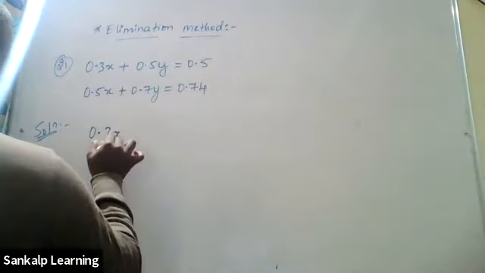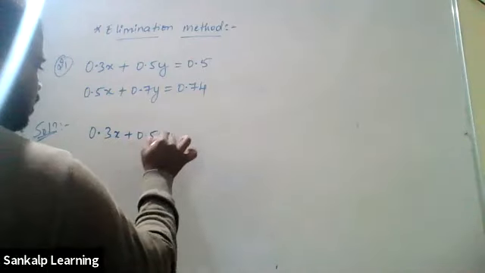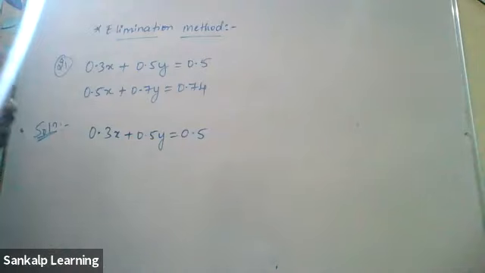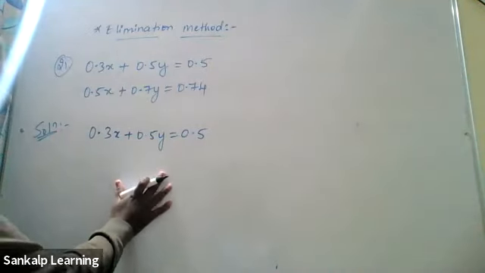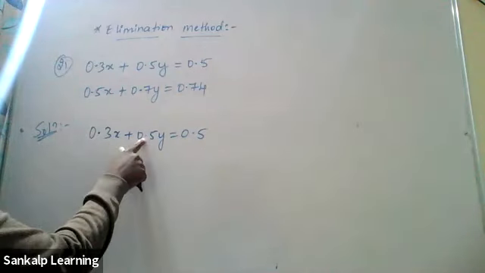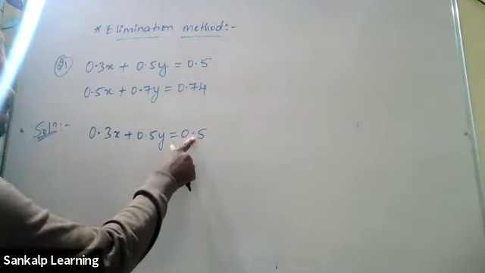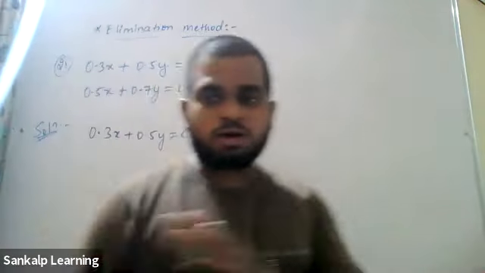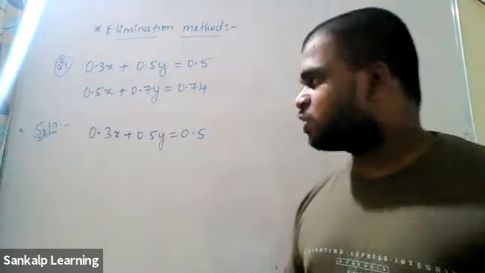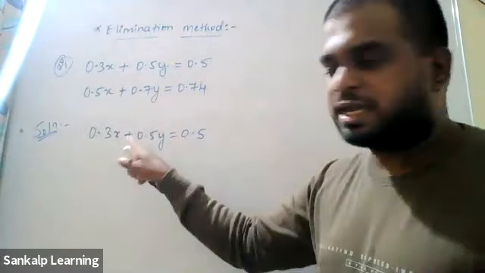Listen, 0.3x plus 0.5y equal to 0.5. People who have understood, you can start doing it. People who are looking at this for the first time, observe carefully. After the decimal here you got one digit, after the decimal you got one digit, after the decimal you got one digit. Throughout, after the decimal you got only one digit. So we need to shift the decimal to the right side.